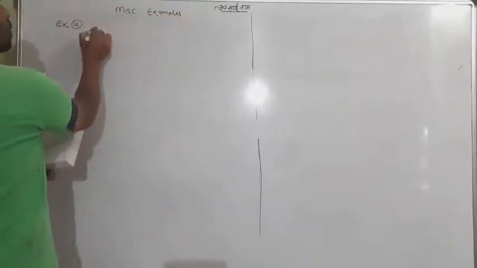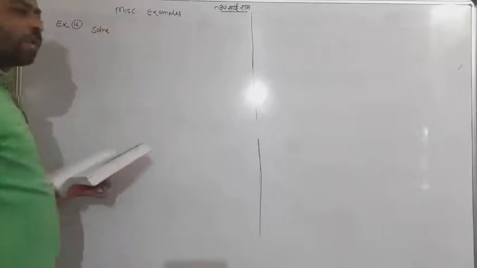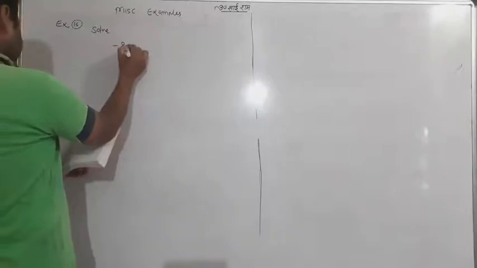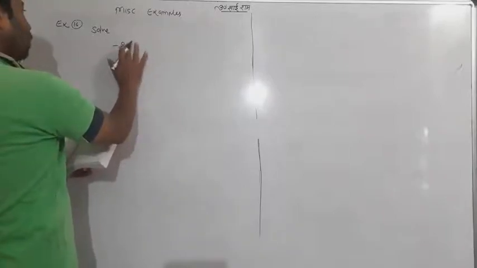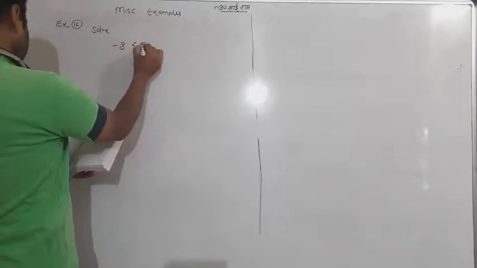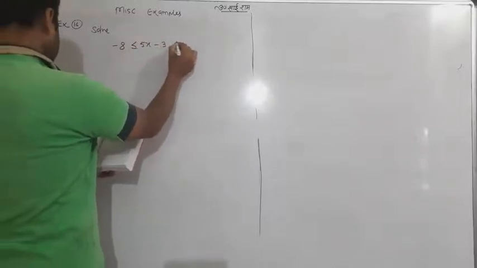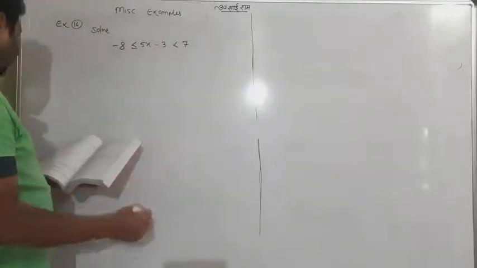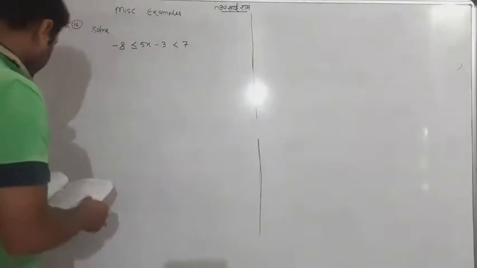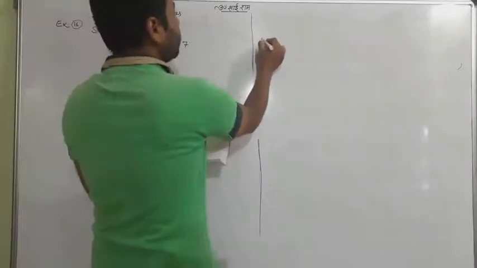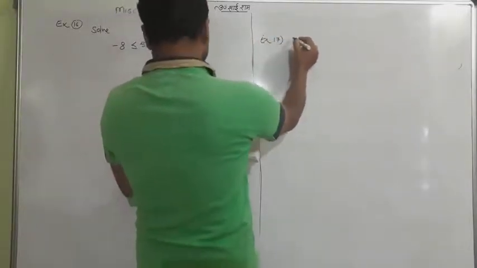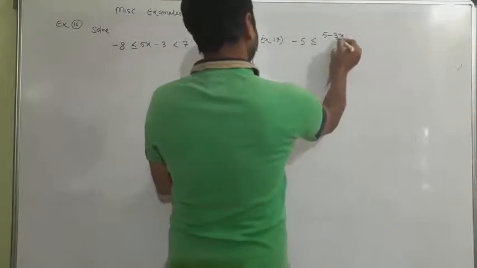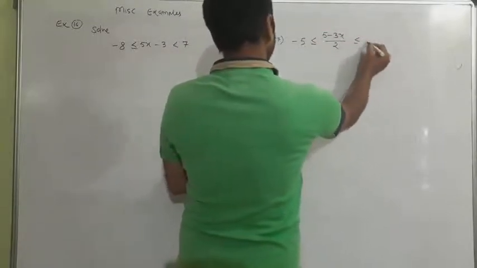The question says solve. This is the same kind but a different aspect. Look at minus 8 less than or equal to 5x minus 3 less than 7. This is example number 16. Example number 17 I also write here. This is minus 5 less than or equal to minus 3x upon 2, less than 8.